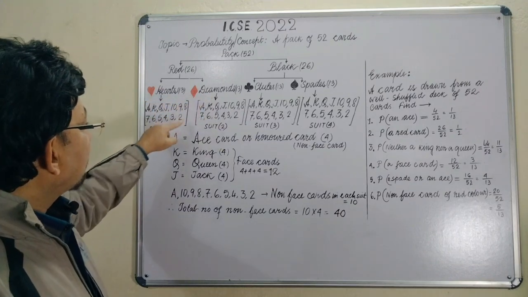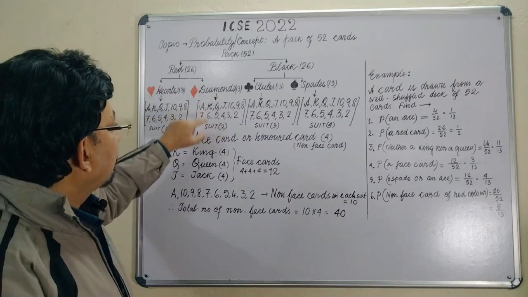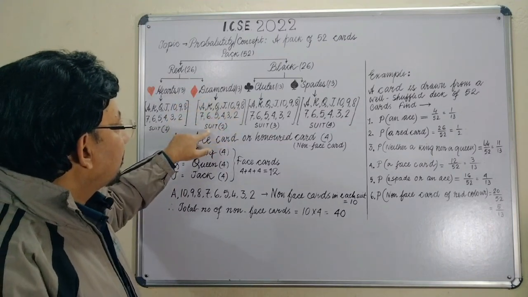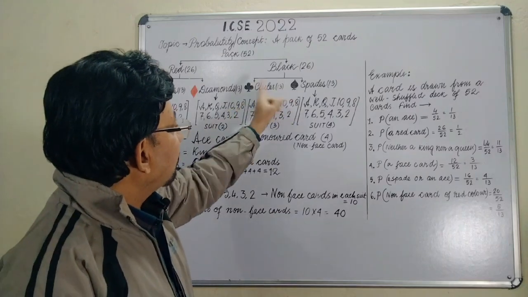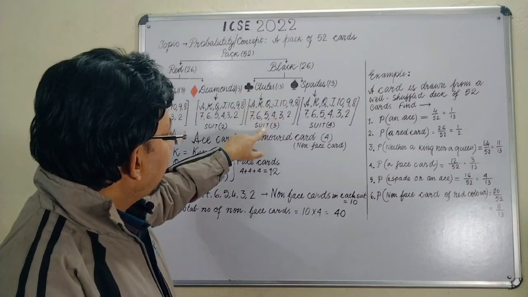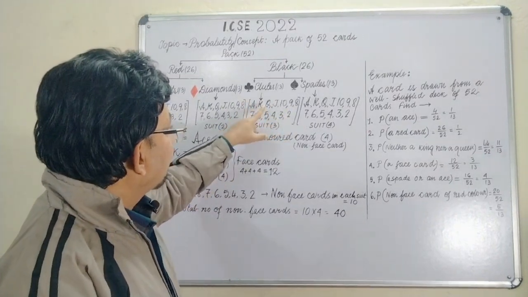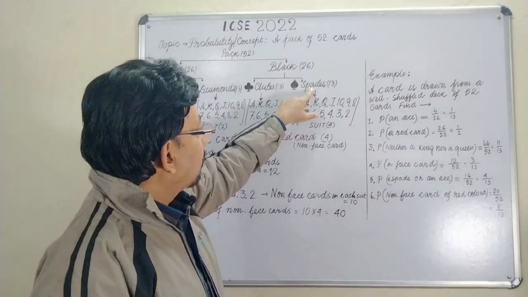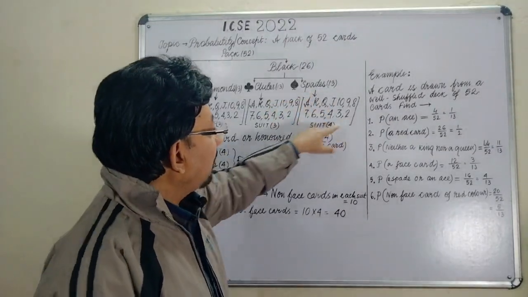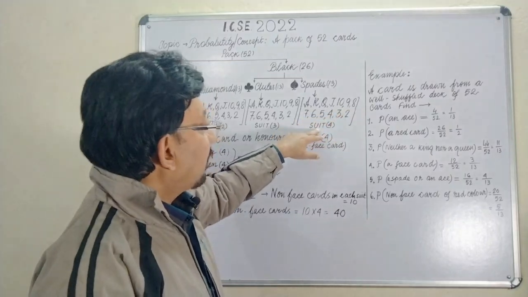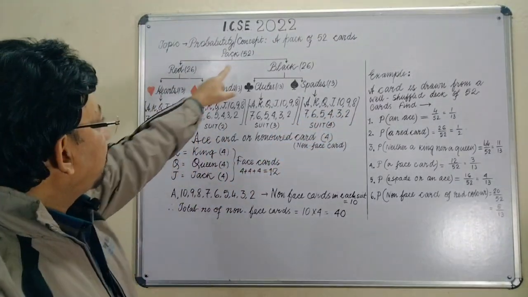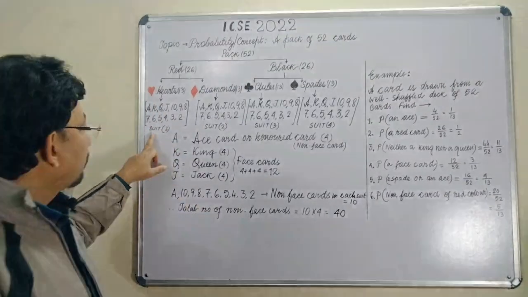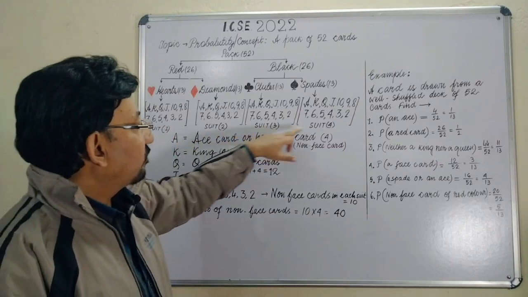Diamonds, same cards are present in diamonds. This is another suit of diamonds. 13 cards are also present. Clubs, they are black cards. Clubs, 13. Same cards are present. It is also another suit. And spades also 13 in number, and it is the other suit. So a deck of 52 cards is divided into four suits. Suit 1, suit 2, suit 3, suit 4.